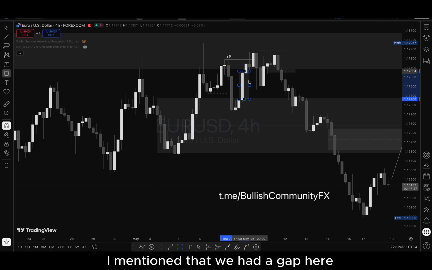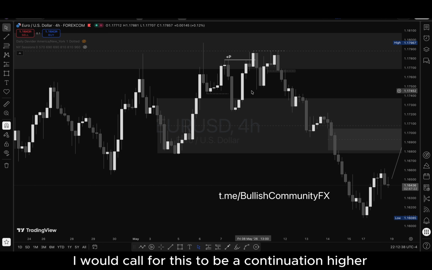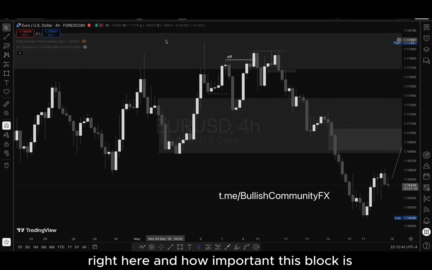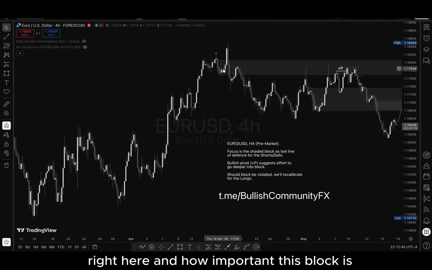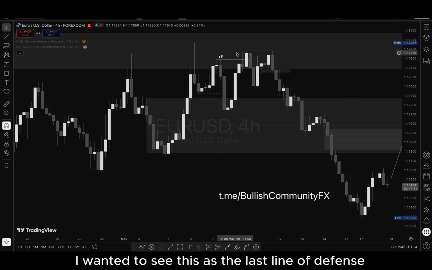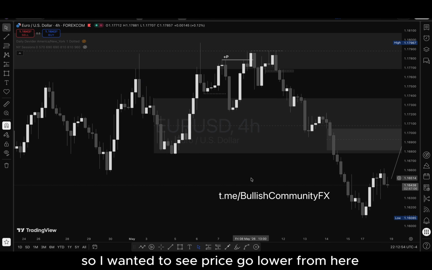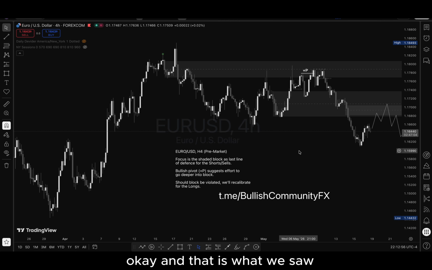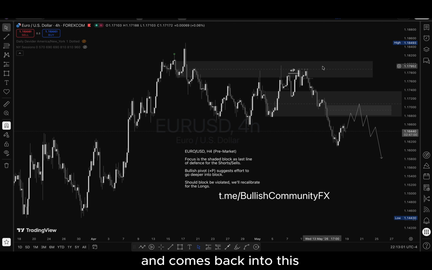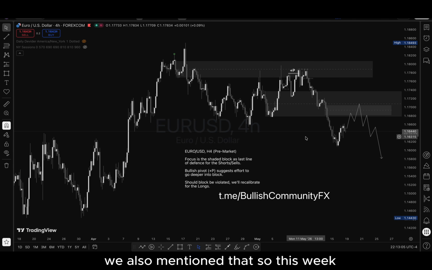I mentioned that we had a gap here, and ideally I would call for this to be a continuation higher. But given how price was reacting inside of this block right here, and how important this block is in the grand scheme of structure, I wanted to see this as the last line of defense. So I wanted to see price go lower from here. Okay, and that is what we saw. And then we said that if it goes higher and comes back into this, then it will likely be a continuation higher. I also mentioned that.